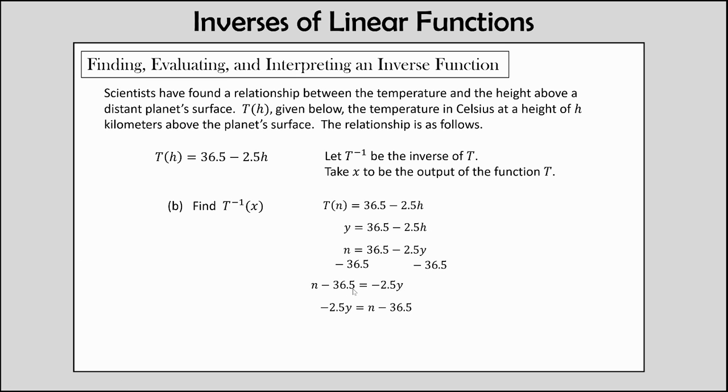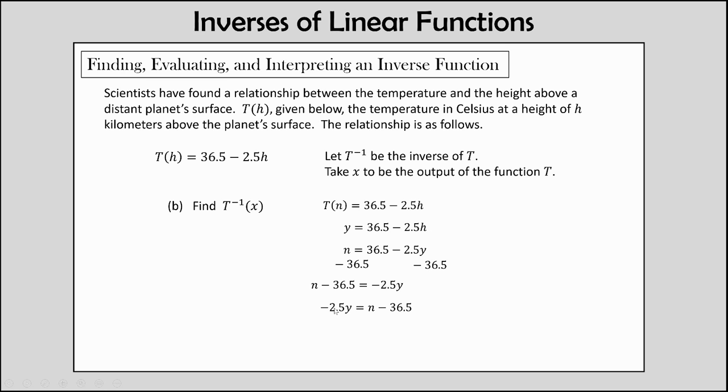Now I'm going to switch sides. I like to have what I'm solving for on the left. So now I've got negative 2.5 Y equals N minus 36.5. And guys, these N's should have been H's. I'm not trying to confuse you. There's nothing here besides I inadvertently put an N rather than an H. It's not going to make a difference in the outcome. We're still solving for Y here.